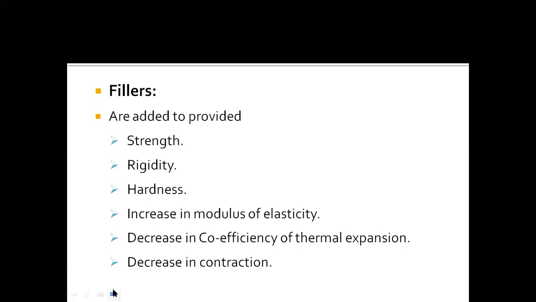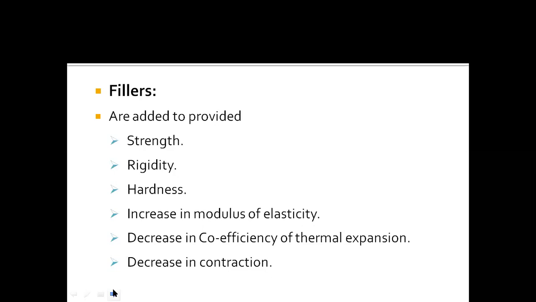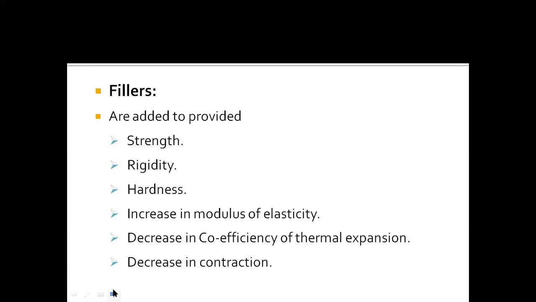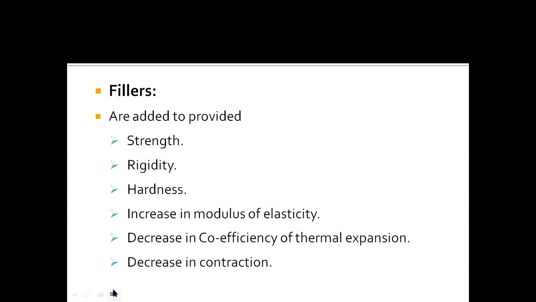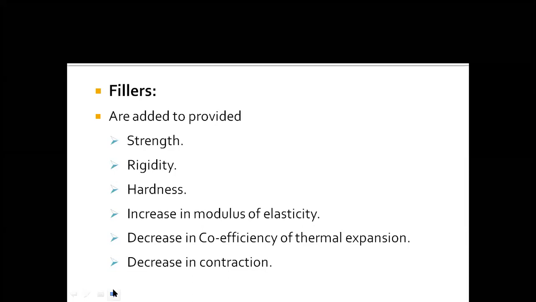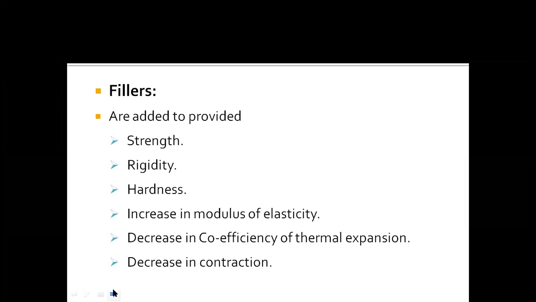We'll discuss what they are. They're added to improve the strength. They fill the voids in between the resin matrix. That's why they're called fillers; by the name, they fill. They improve the strength, rigidity, hardness, and increase the modulus of elasticity, and decrease the coefficient.